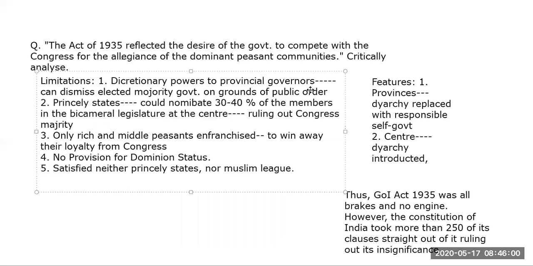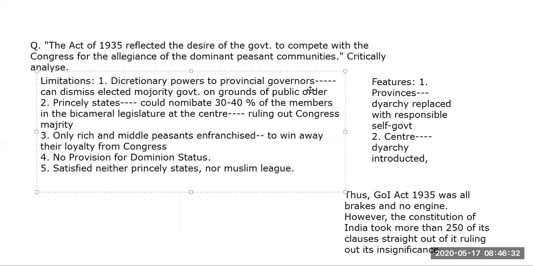Secondly, princely states could nominate 30 to 40% of the members in the bicameral legislature. So you just imagine that if the princely states get the right to nominate 30 to 40%, obviously the nominated members would be someone who would remain loyal to the princely states and in turn loyal to the British government, because the princely states were aware that the incursion of the freedom movement into the princely states would result in dismantling of the status quo. Now they would have to accept the democratic principles.